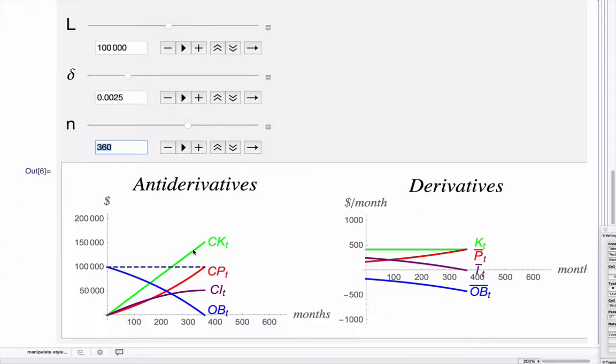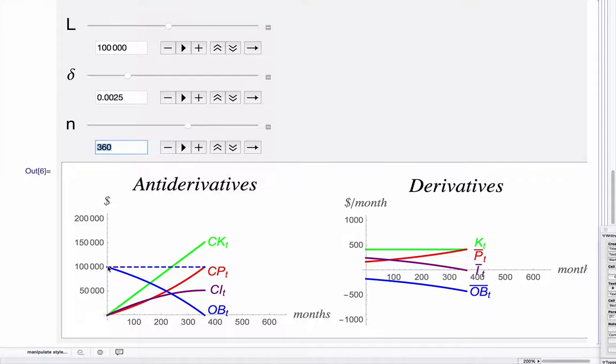It's straight with a positive slope, the slope equal to the value of KT. Notice that the value of CKT, the total amount you paid by time 360, is higher than the total loan amount. The loan amount is 100,000. That's this dashed line here. CK is above that by the end, which it should be because you're paying interest.